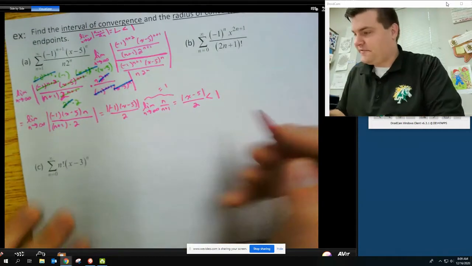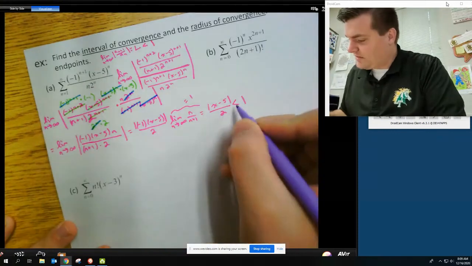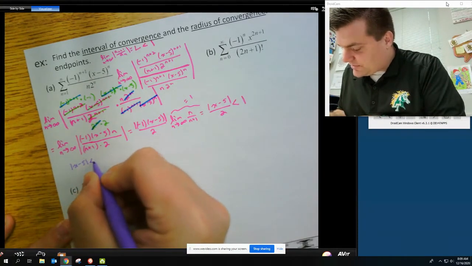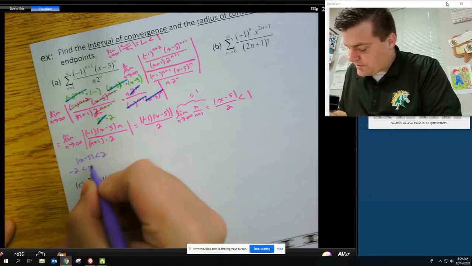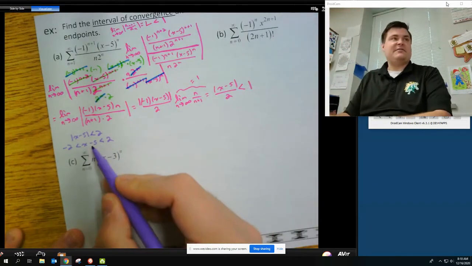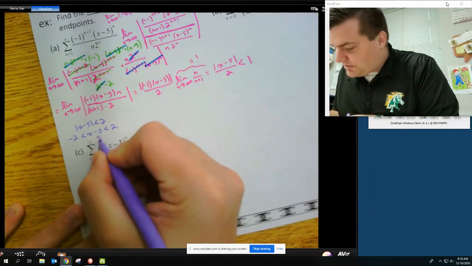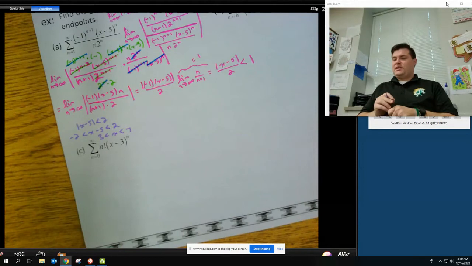So let's go ahead and solve for this. I'm going to do a little bit of work right over here. So if we solve for this, I'm going to get the absolute value of x minus 5 needs to be less than 2, which by definition of absolute value, x minus 5 needs to be between negative 2 and 2. So if I add 5 to everything, I'm going to get 3 and 7. So x needs to be between 3 and 7.